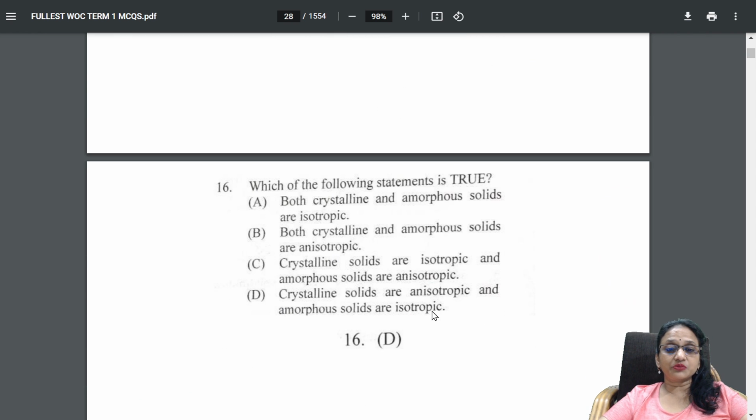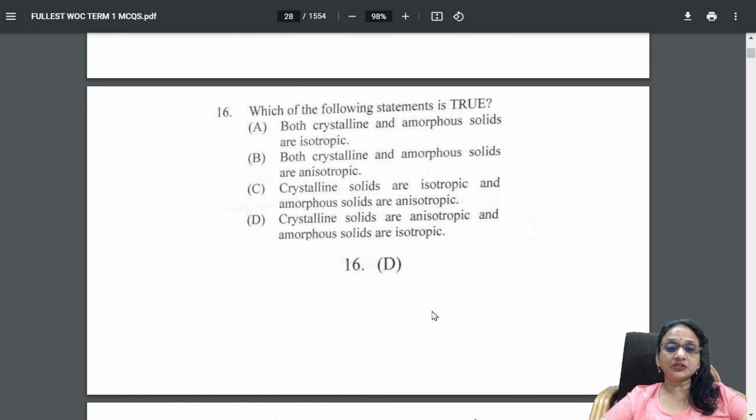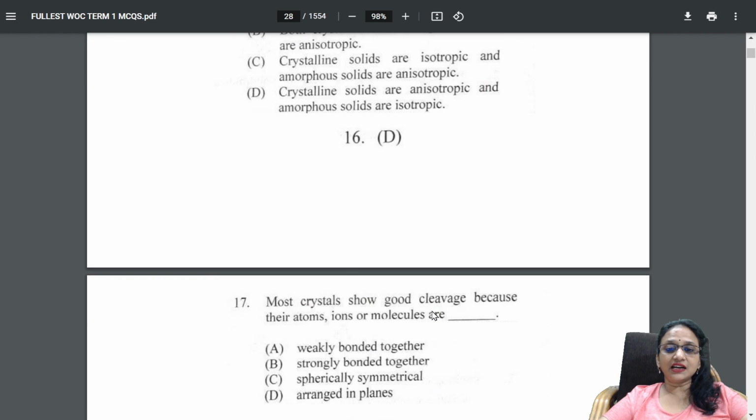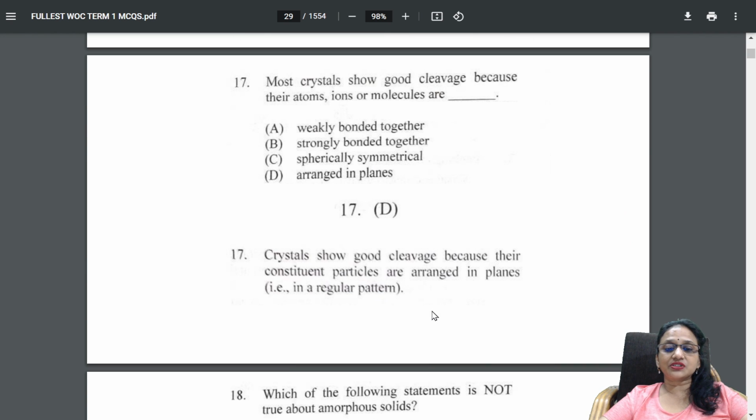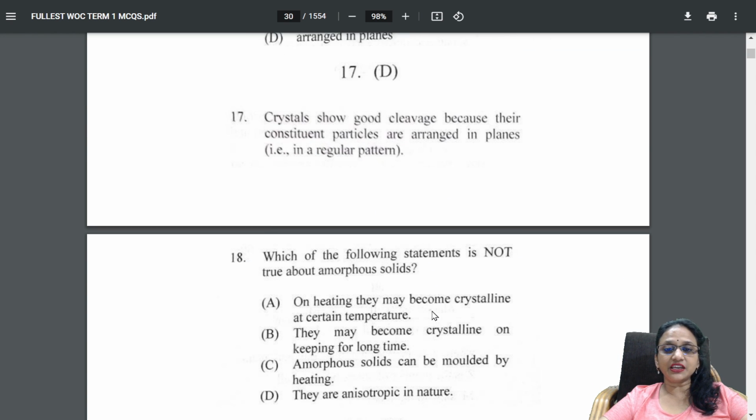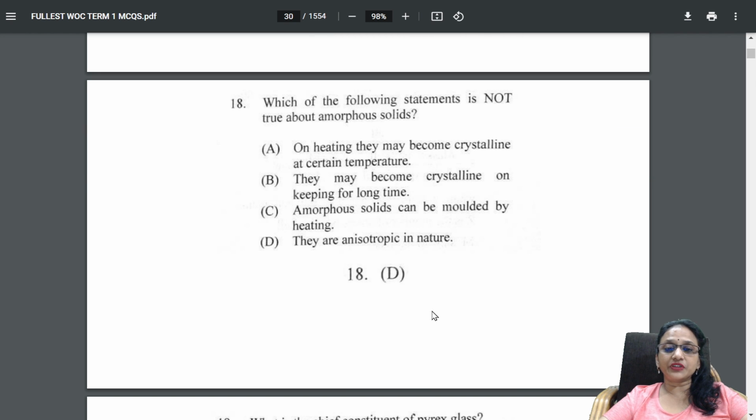So let me show you some more questions. This is the 16th question. Yeah. And then the answer is given. 17th question. Okay. Like that, we have questions of different varieties.